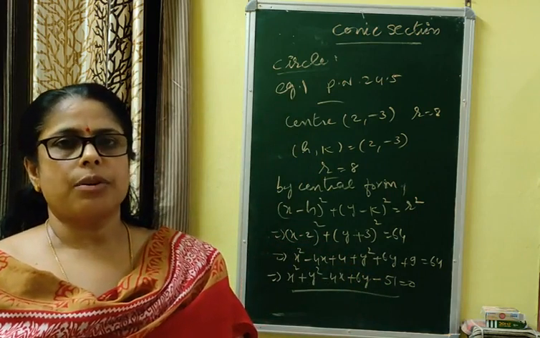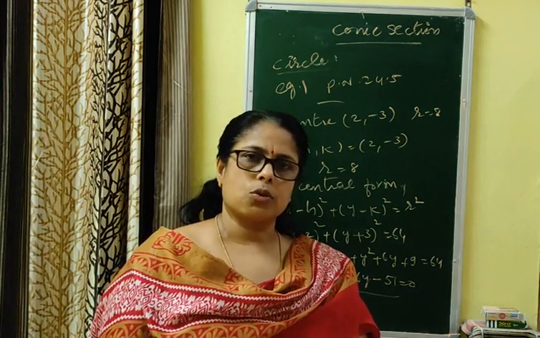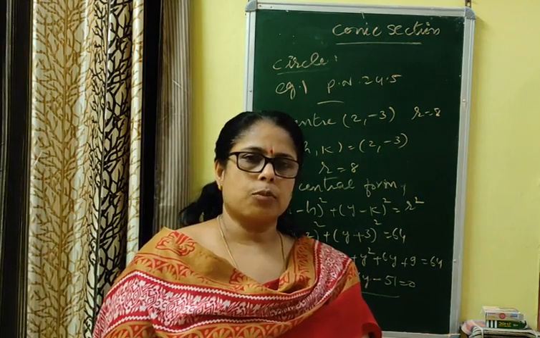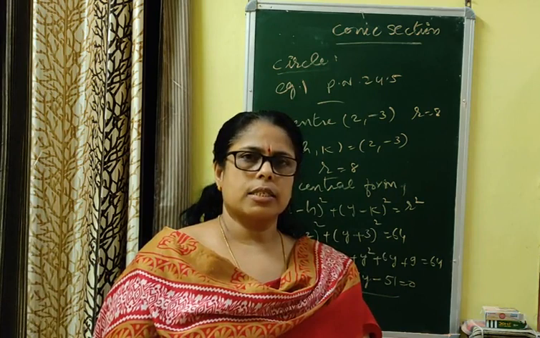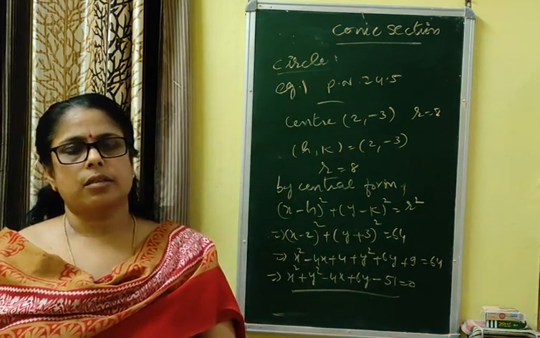And we have done 7 possible cases: first, circle with center on the origin; circle passing through the origin; circle intersecting both axes; circle touching the x-axis; circle touching the y-axis; circle with center on the x-axis; and circle with center on the y-axis.